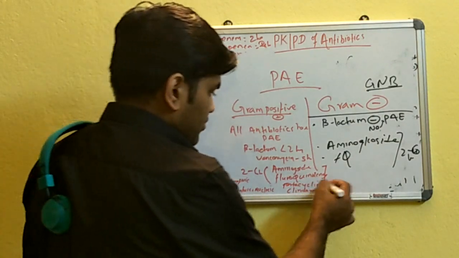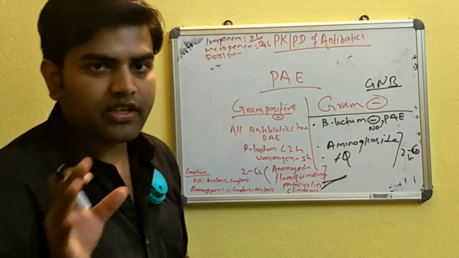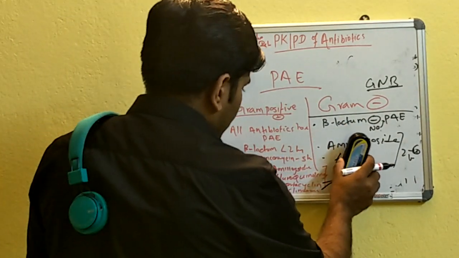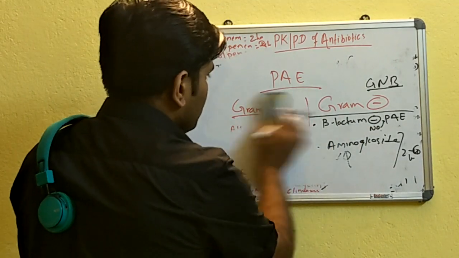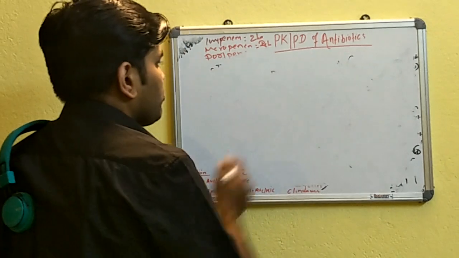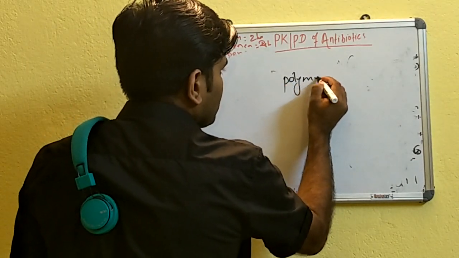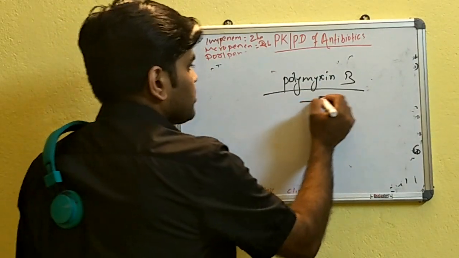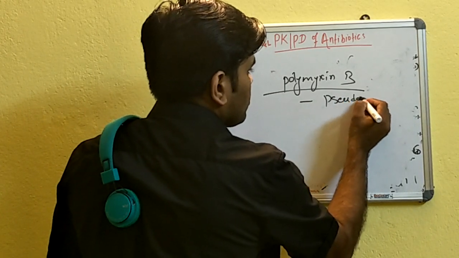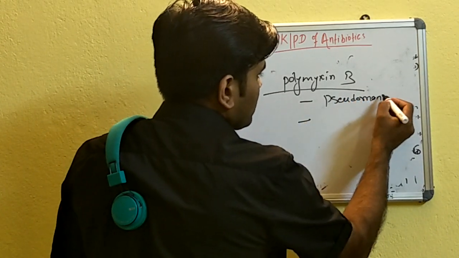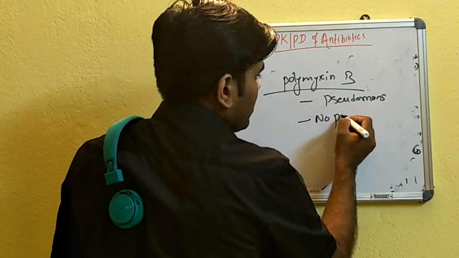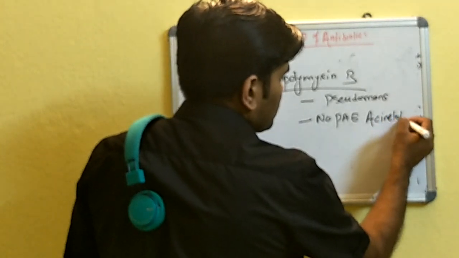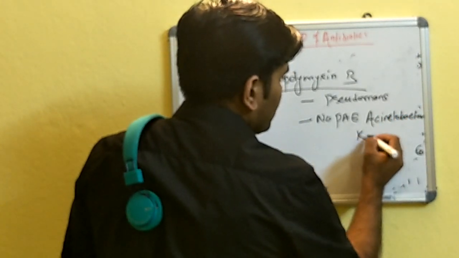Then there are tetracycline and clindamycin. These all have a post-antibiotic effect against gram-negative bacilli. Now, an important factor: let me talk about polymyxin. Polymyxin B has been found to have a post-antibiotic effect against Pseudomonas, but no post-antibiotic effect against Acinetobacter and Klebsiella pneumoniae.